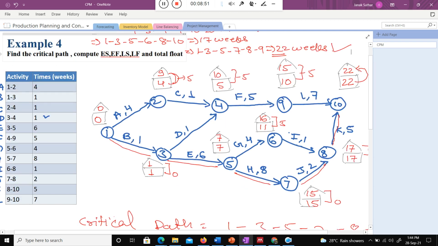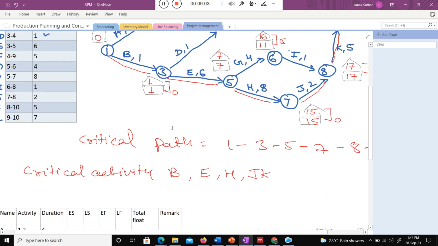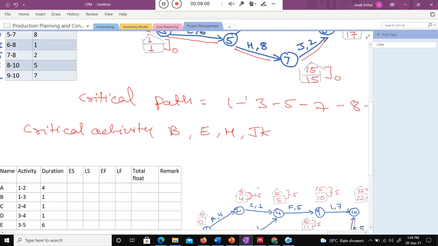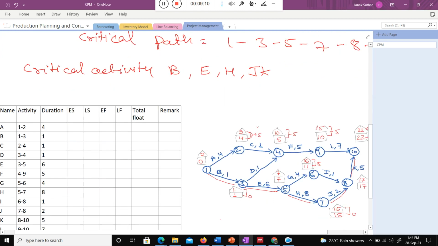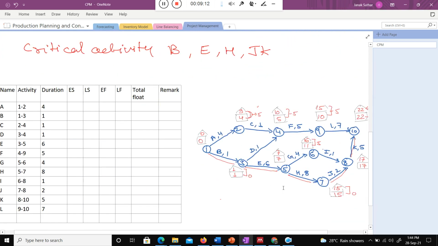Okay. Now there is one point. What is the ES, EF, LS, LF? ES means the early start, EF means the early finish, late start, late finish, and the total float. How to calculate this thing? Okay. So now I just copy paste this particular network diagram here, and I quickly try to calculate what is the early start, what is the early finish, what is the late start, what is the late finish.